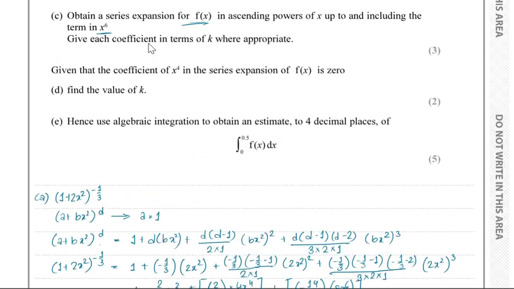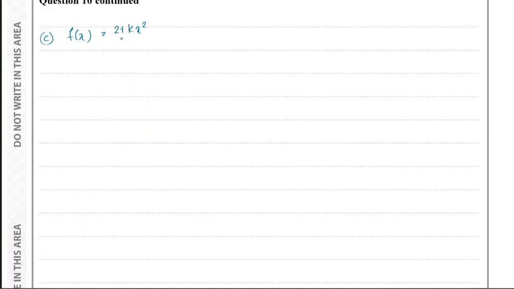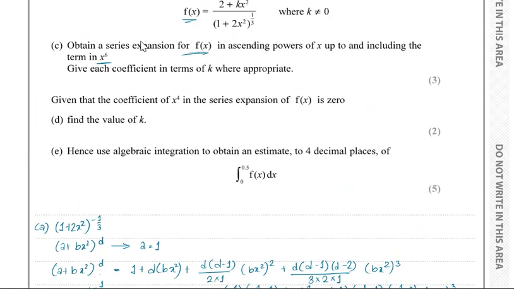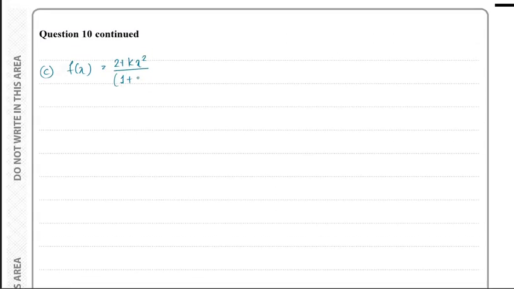So f(x) is given. For part C, f(x) is equal to (2 plus kx squared)... I think it's x squared, right? Yeah, x squared, divided by (1 plus 2x) to the power 1 by 3. And this can also be written in this form: 2 plus kx squared multiplied by (1 plus 2x) to the power minus 1 by 3.